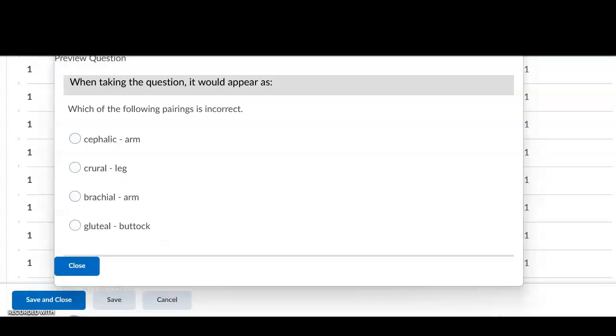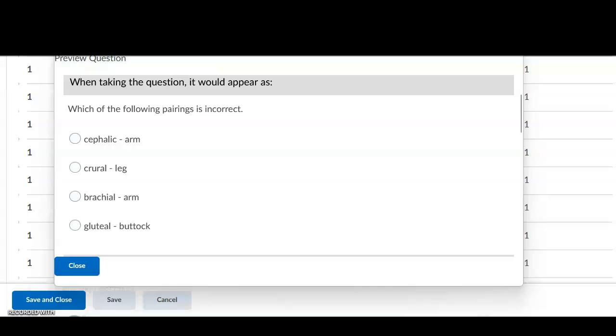So next question, which one of the following pairings is incorrect? So let's wait 5 seconds. Hopefully you got your answer. We have cephalic and arm. Cephalic is head, and arm, obviously this is incorrect. Crural is part of the leg. Brachial is a term used in the arm. Gluteal is a term used for the buttocks.